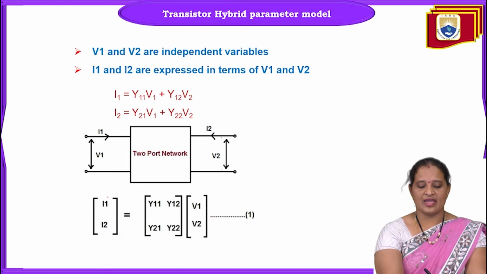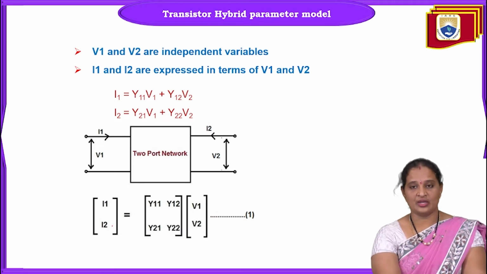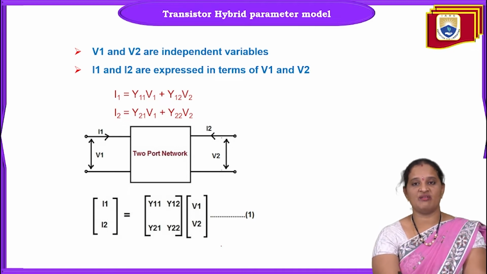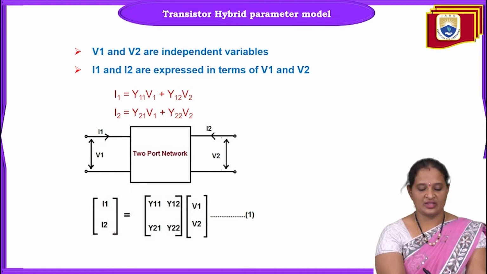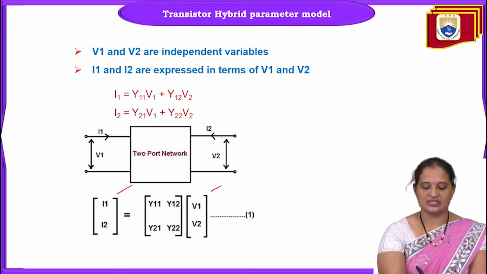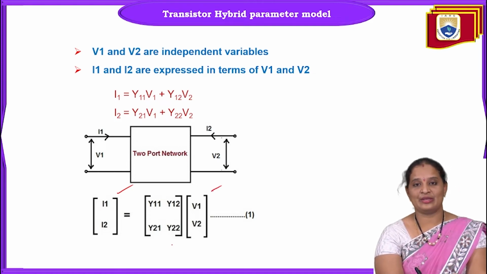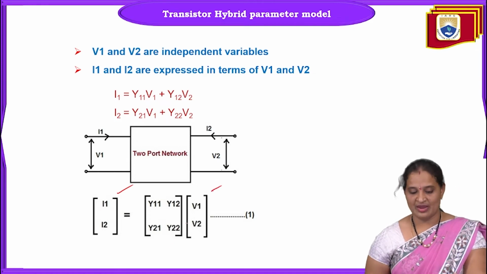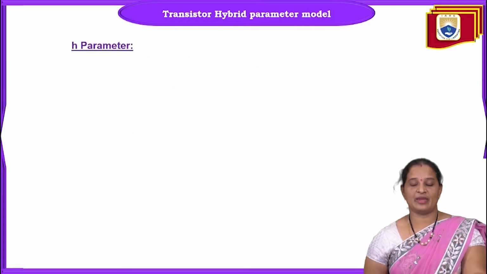Okay, so these can also be represented in the form of a matrix. That is, I1 and I2 are the outputs, which can be expressed as the matrix Y11, Y12, Y21, Y22 multiplied by a column matrix V1, V2. So this is the matrix representation of Y parameters. These two are the column matrices, whereas this is the Y parameter matrix, which is a square matrix. So those are the Y parameters.